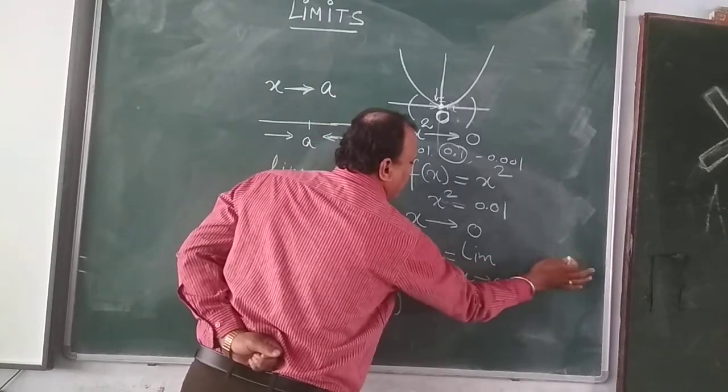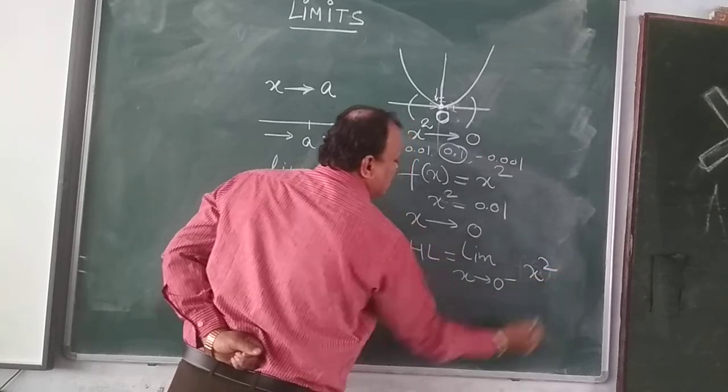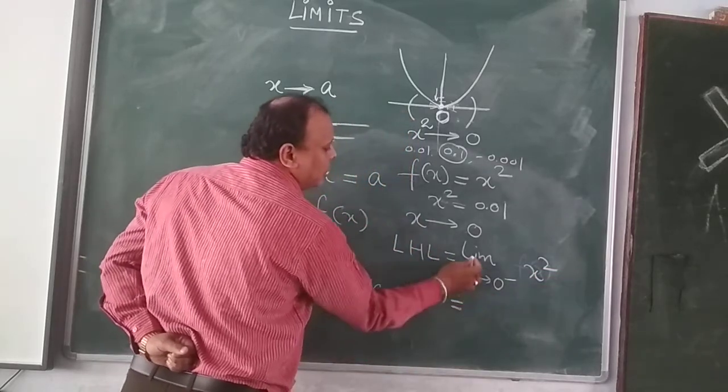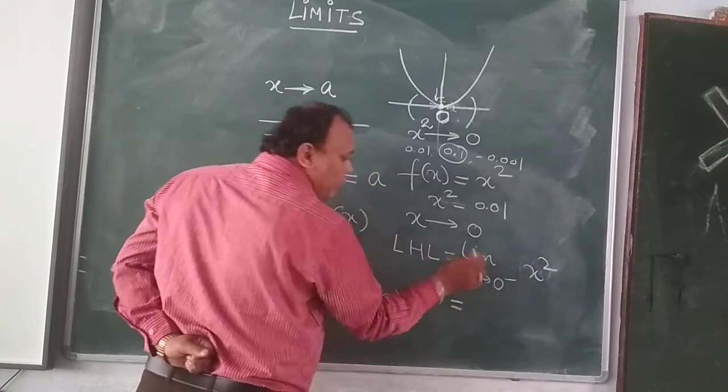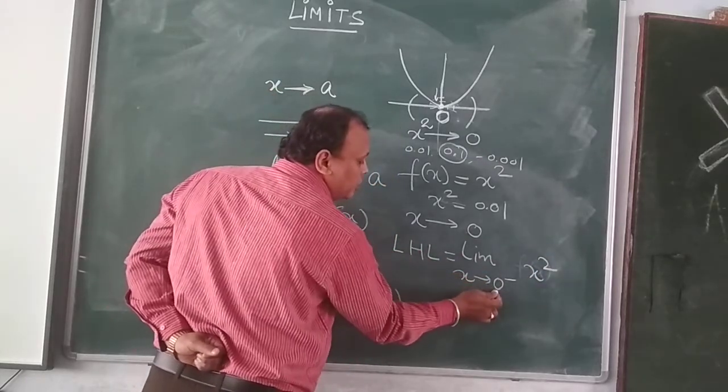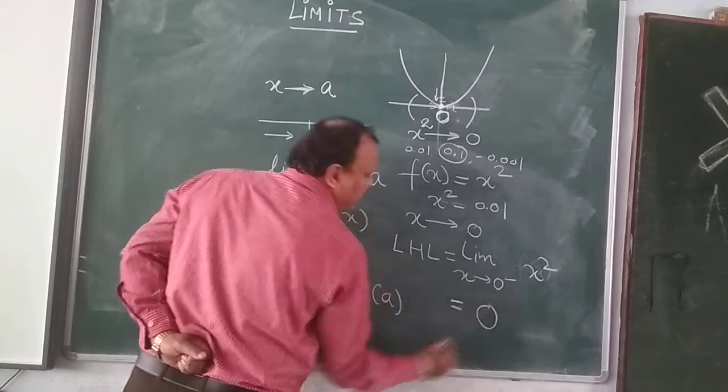Which function are we actually talking about? It is x square. Then we write it as limit x tends to 0 minus of the function. The limit of the function when x is tending to 0 from the left hand side is becoming 0.